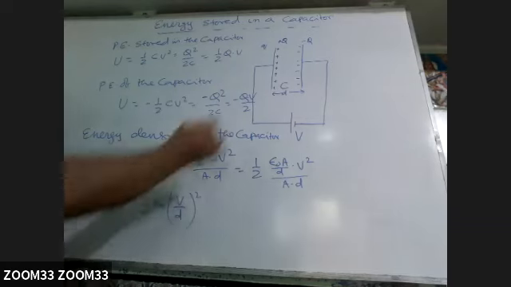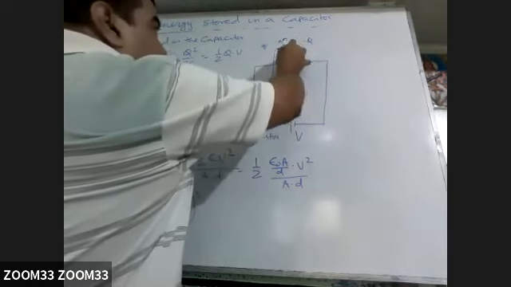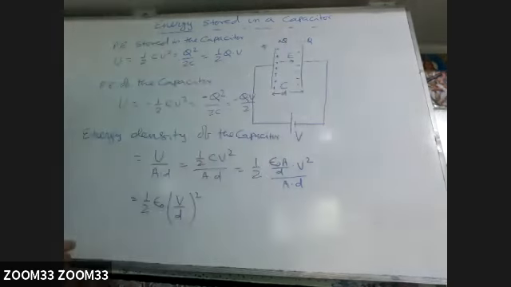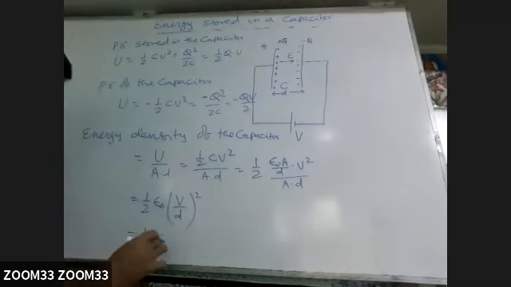Now this V by D is what? Electric field intensity within this. So half epsilon naught E square. Right, energy density is a scalar quantity, so we require only the magnitude.